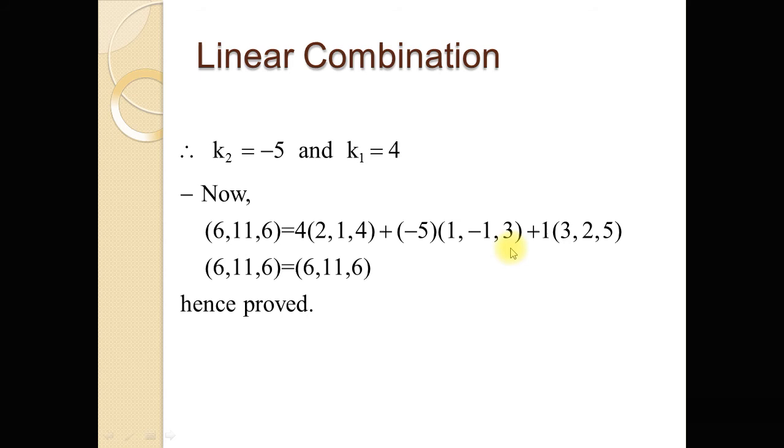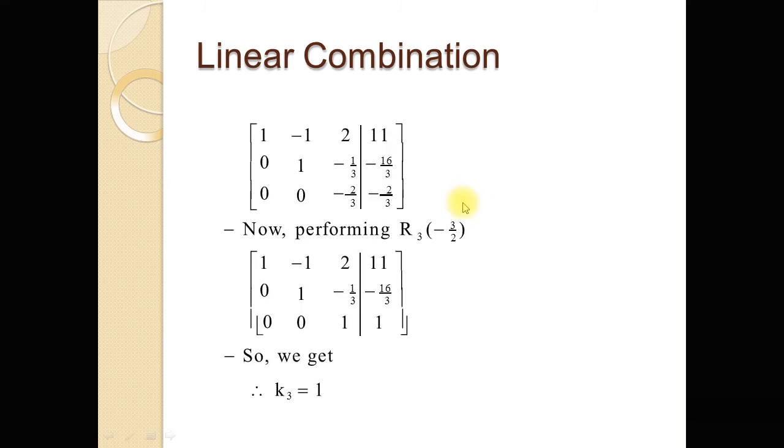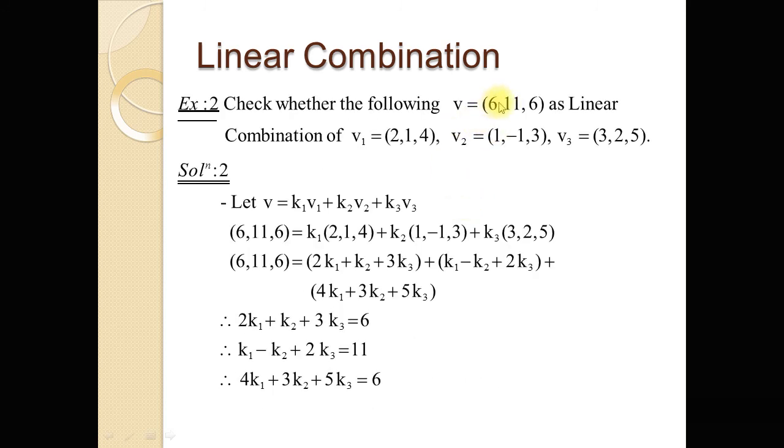So for the verification, putting the values of K1, K2 and K3 in the starting equation, V is equal to K1 V1 plus K2 V2 plus K3 V3. This is the value of K1, and this is V1, 2 1 4. Now this is the value of K2, and this is V2, 1 minus 1 3. This is the value of K3, and this is the value of V3, 3 2 5. You see over here the data in the question. This is the vector V, 6 11 6. This is vector V1, 2 1 4. This is vector V2, 1 minus 1 3, and this is vector V3, 3 2 5.